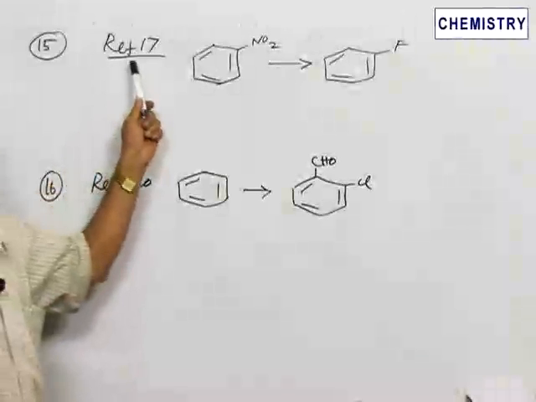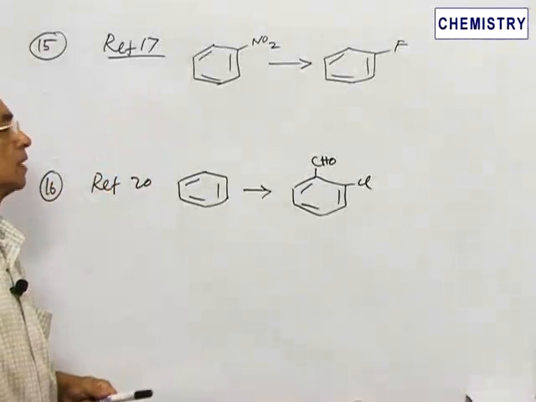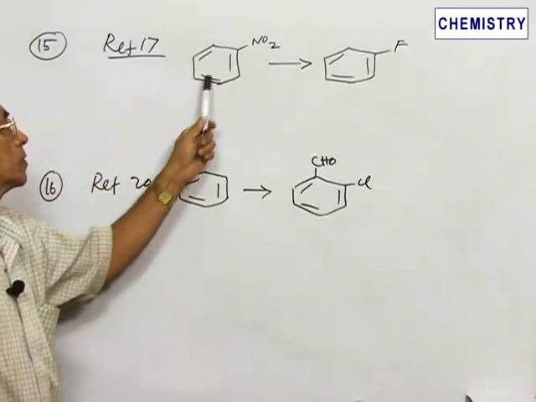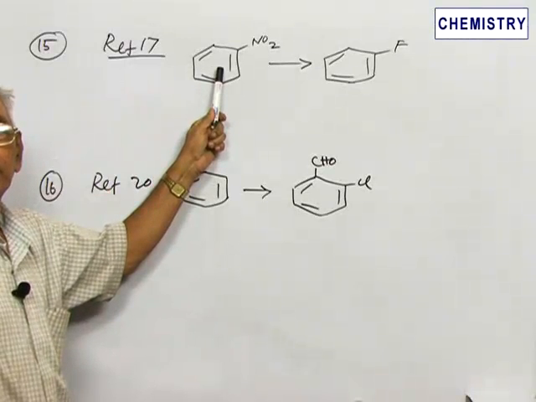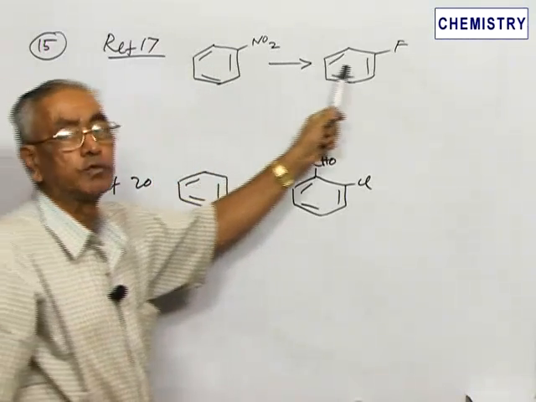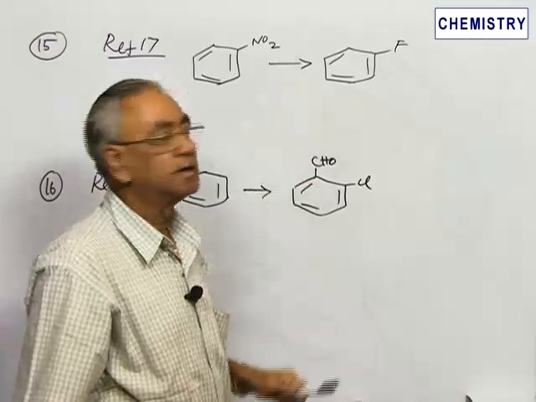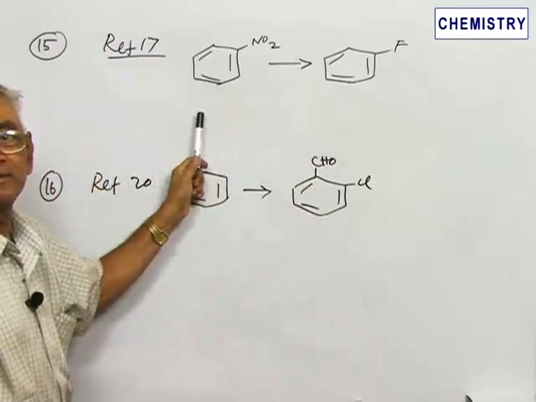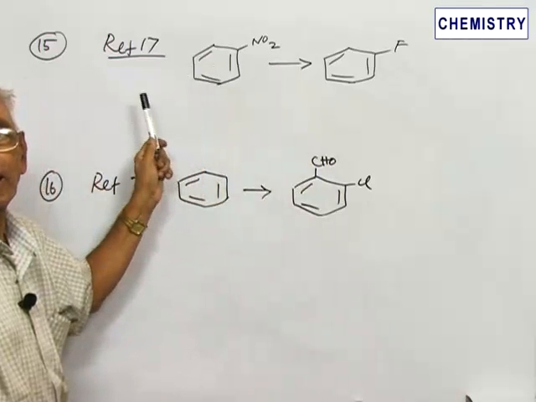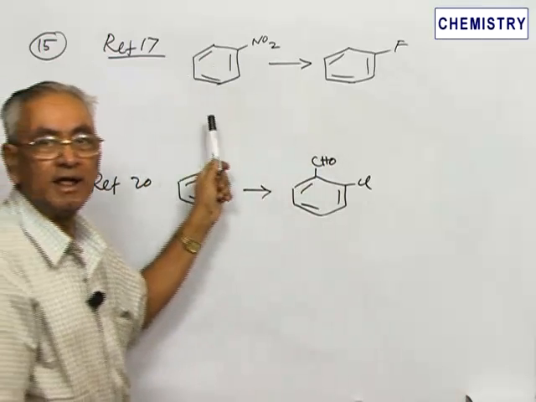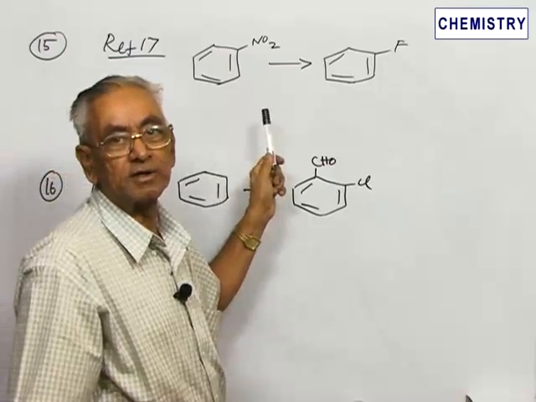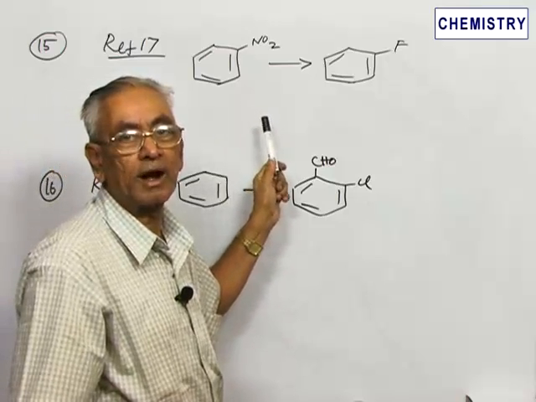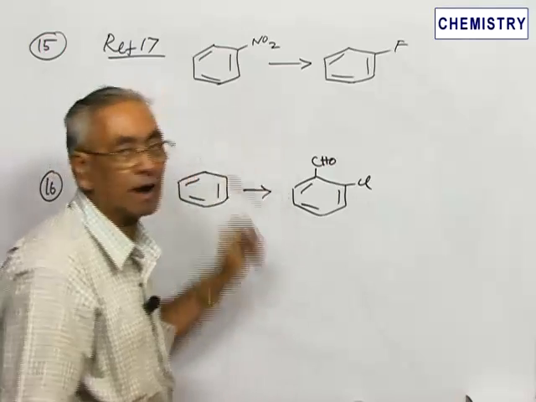We are now going to question number 17 in the series. How will you convert nitrobenzene to fluorobenzene? This nitrobenzene is first reduced by means of tin and HCl to give rise to aniline. This aniline is diazotized to give rise to phenyl diazonium chloride or benzene diazonium chloride.